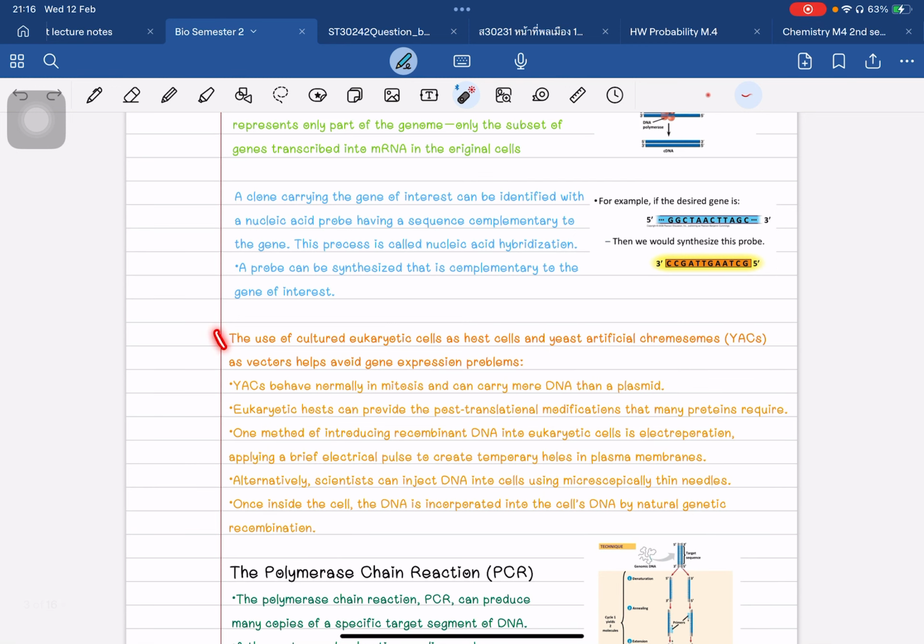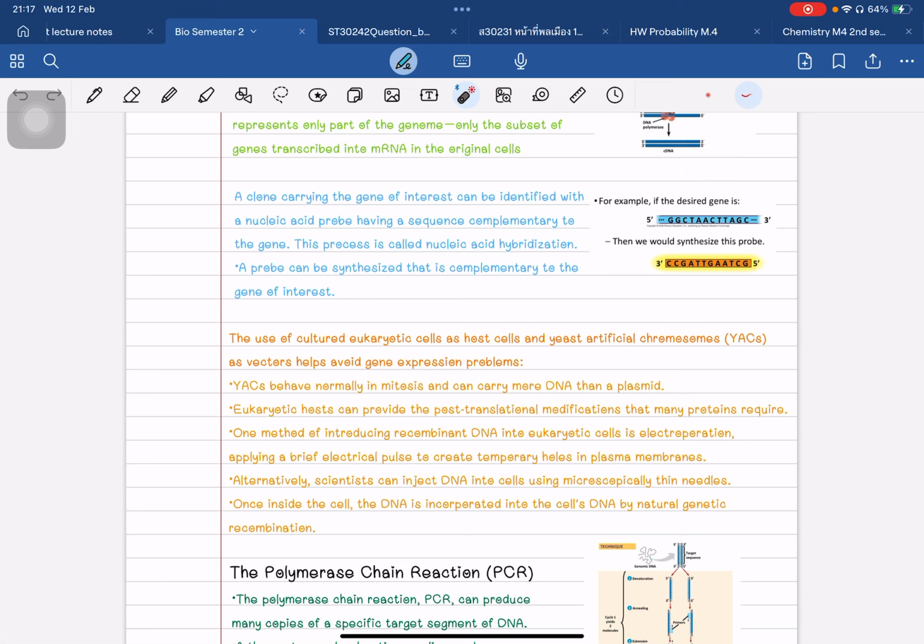And then this is the special part. The use of cultured eukaryotic cells as host cells and the yeast artificial chromosome, or YAC. The use of it as a vector helps to avoid gene expression problems. The YAC behaves normally in mitosis and can carry more DNA than a plasmid. And the eukaryotic host can provide the post-translational modifications that many proteins require.